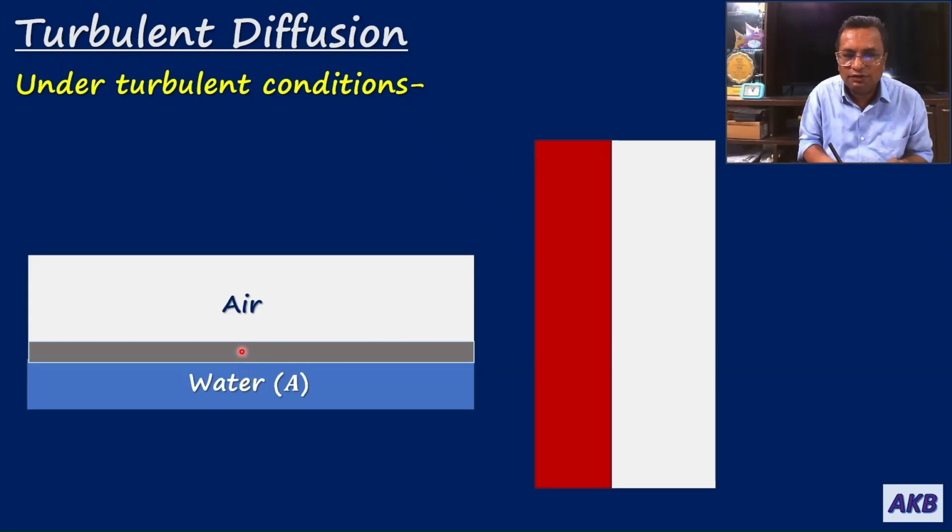And as you move away from the surface, in the bulk of the air, there will be turbulent conditions. At the surface, you have a film where conditions are laminar, but as you move away from the surface, conditions become more and more turbulent. And in those turbulent regions, turbulent diffusion will be prevailing, whereas within the film, molecular diffusion will be predominant.